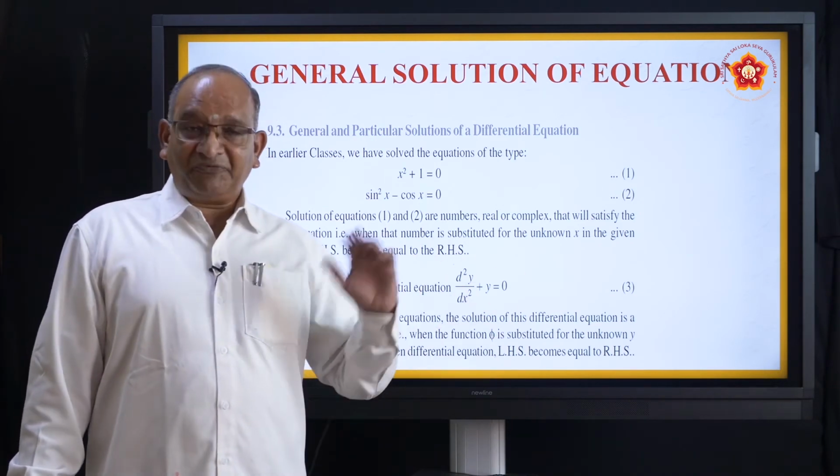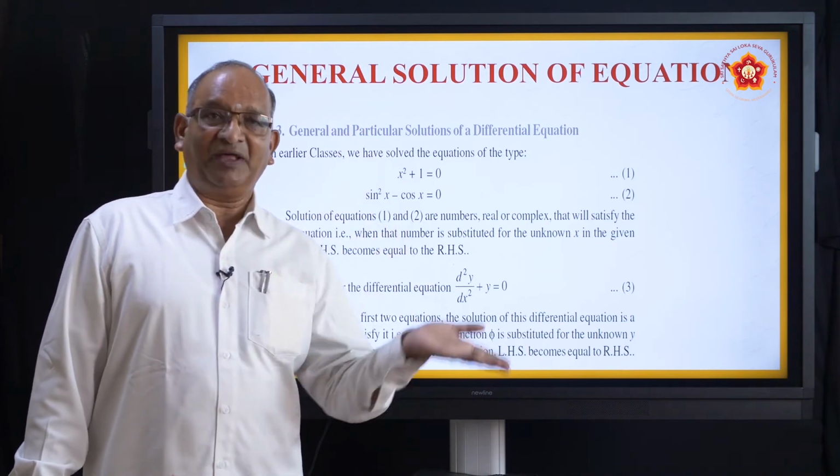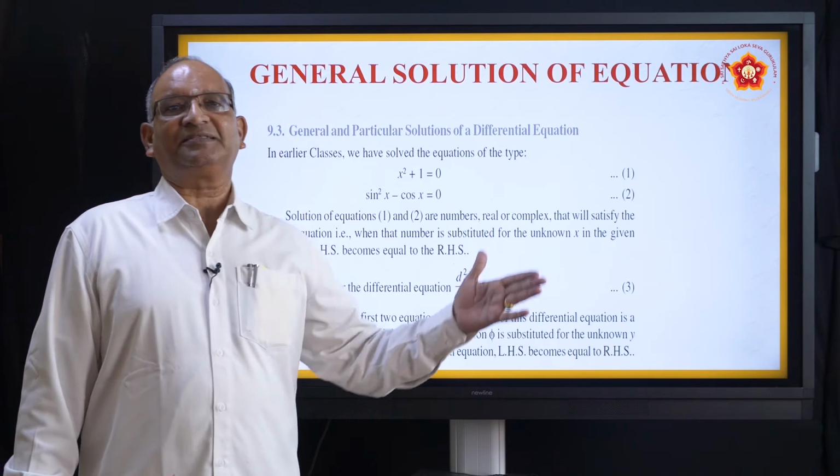So when we come to the definite integral, what happens? We have definite limits, a lower limit and an upper limit. And when we substitute, we don't have c in the solution.